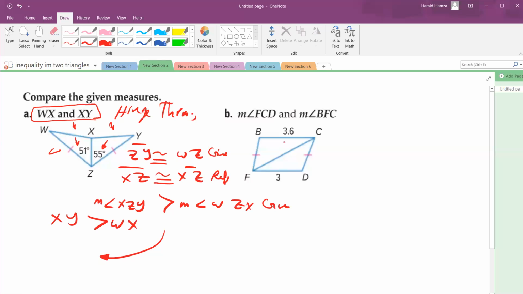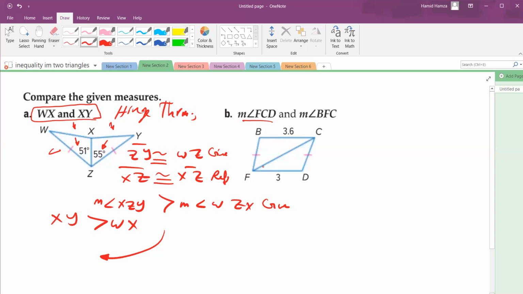Go ahead. So let's start from the end. We want to compare between angle FCD and BFC. Yeah, let's find them. FCD, this one. And angle BFC. Yes. Where is B? This one is wrong, guys. I'm sorry.